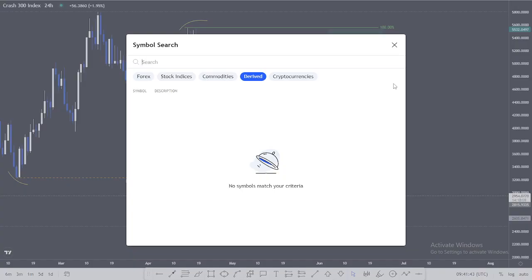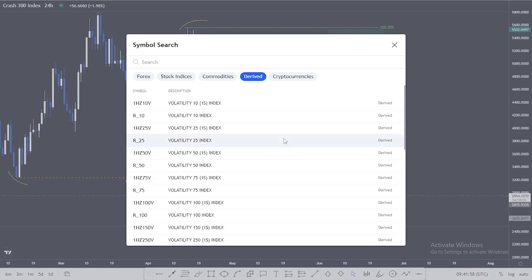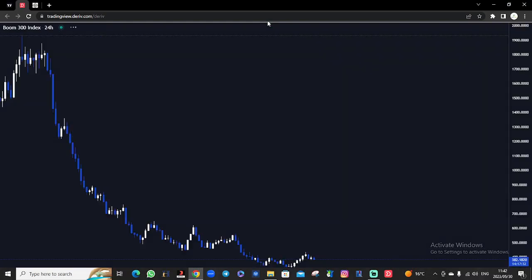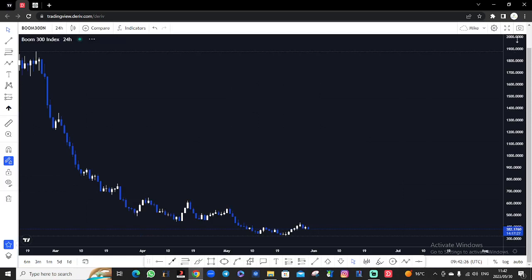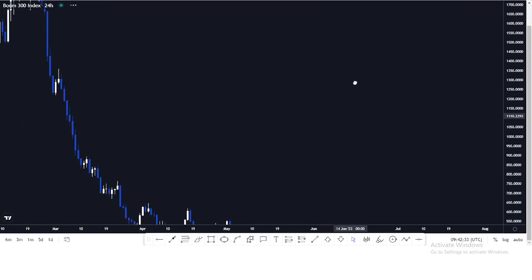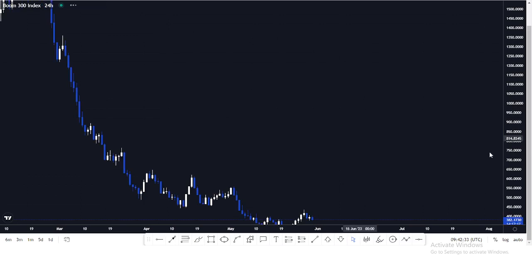Moving on to Boom 300. What I like about Boom 300 is that it has already done what we are waiting for CRASH300 to do. Which is a good thing for us, because it means we are going to enter Boom 300 earlier as we are waiting for CRASH300. Just to share with you one of the little mysteries that I've discovered: Boom 300 and CRASH300 have what I call a delayed direct correlation. It simply means that either one of them follows what the other is doing, but it's always following behind.